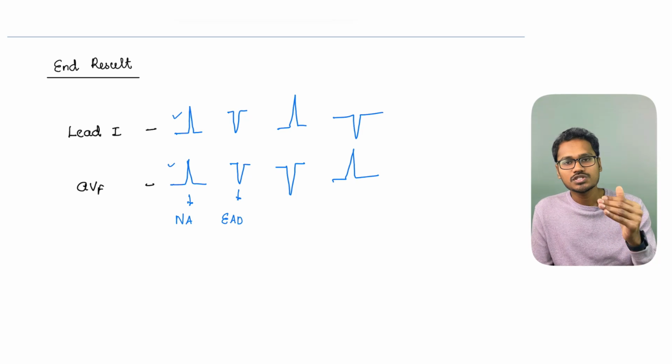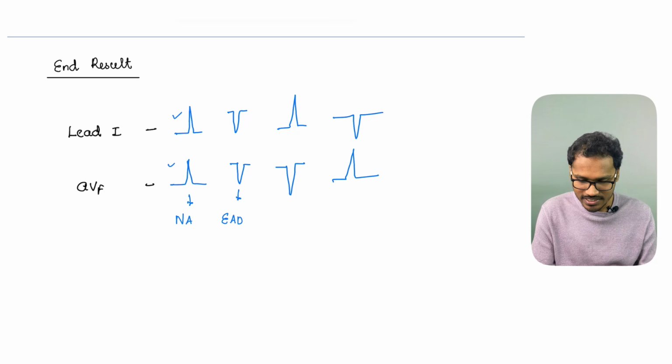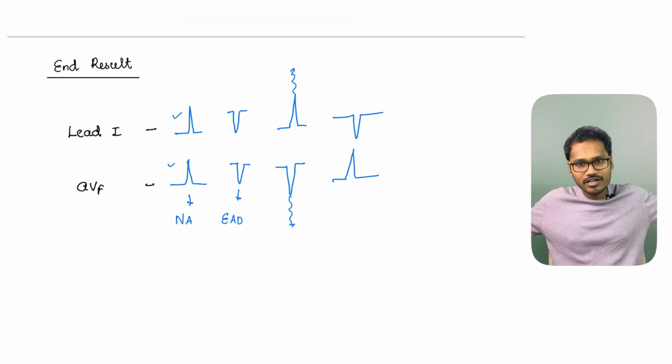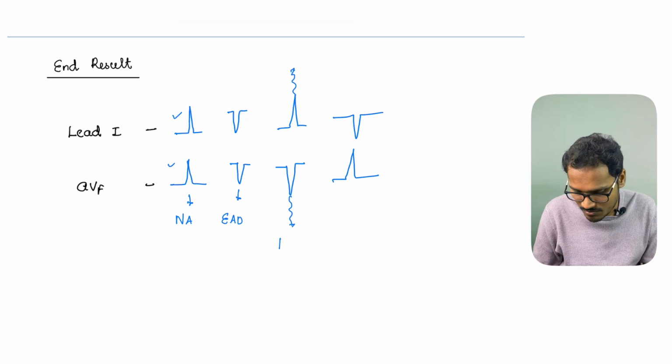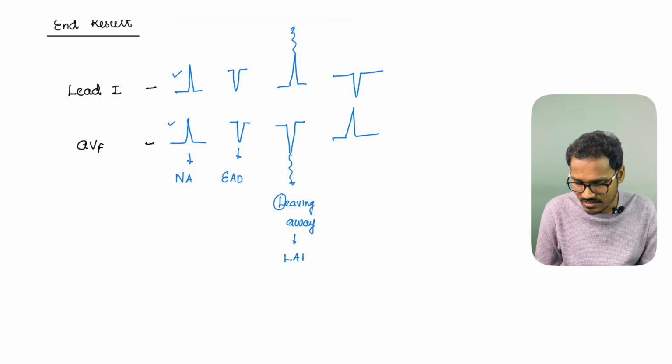When lead 1 is positive and lead AVF is negative, you can consider these two as a couple, and they look like they are leaving away from each other. It's like they are getting separated and going away from each other. So you can remember the mnemonic as leaving away. Taking the L from leaving away, remember it as left axis deviation.